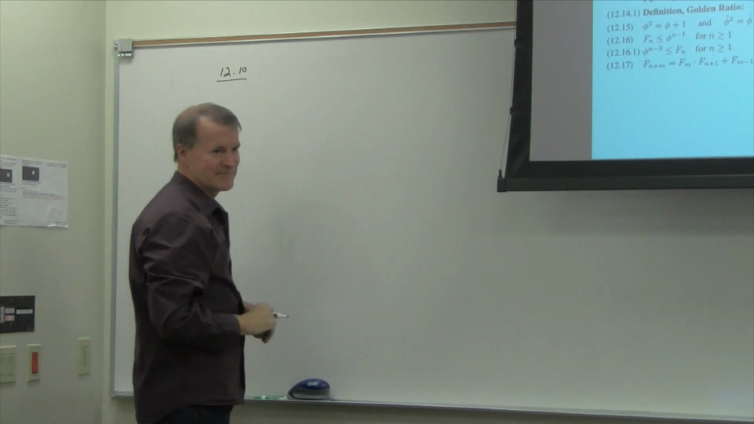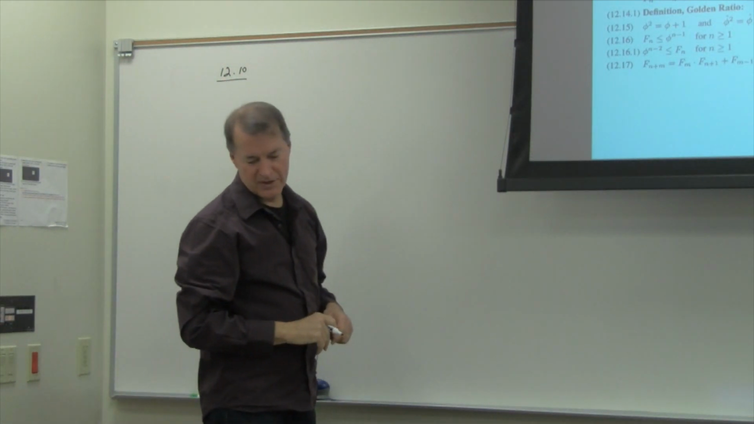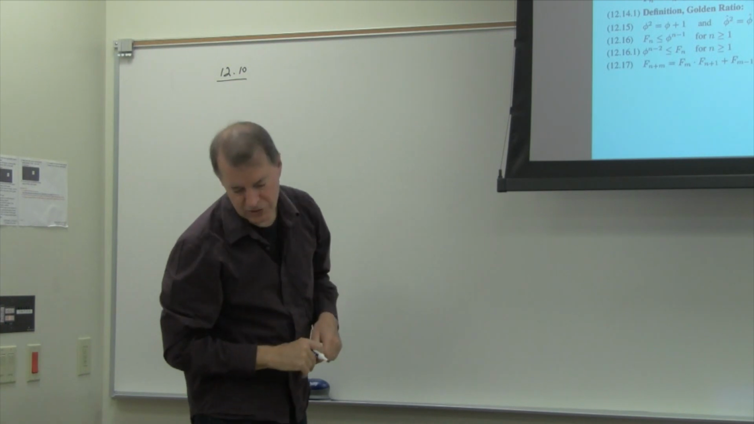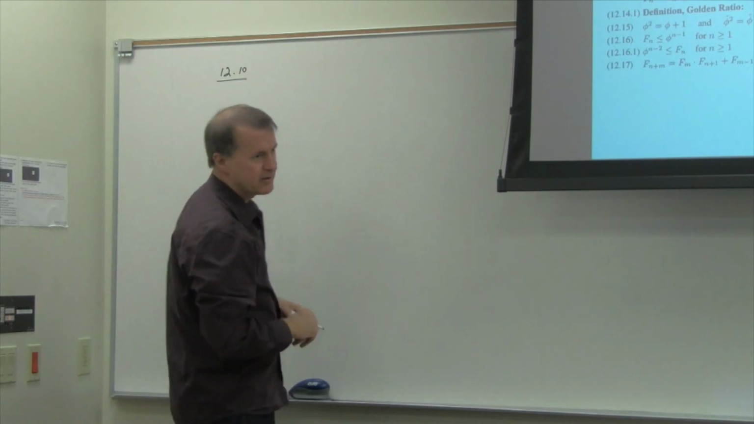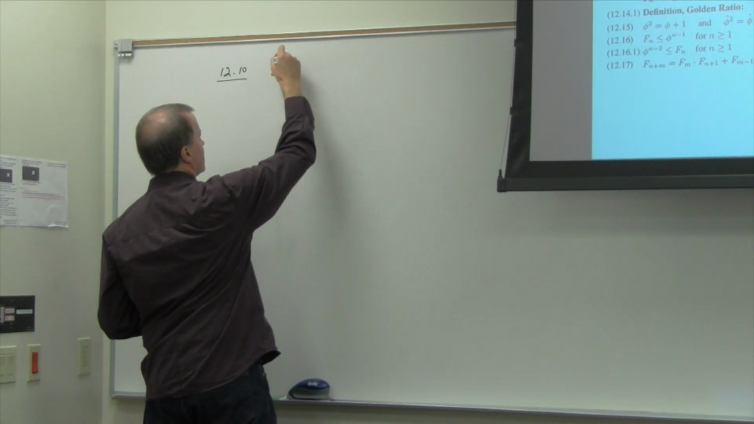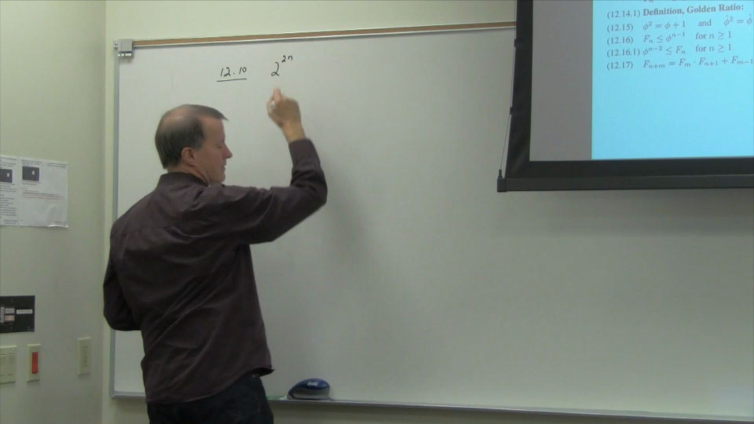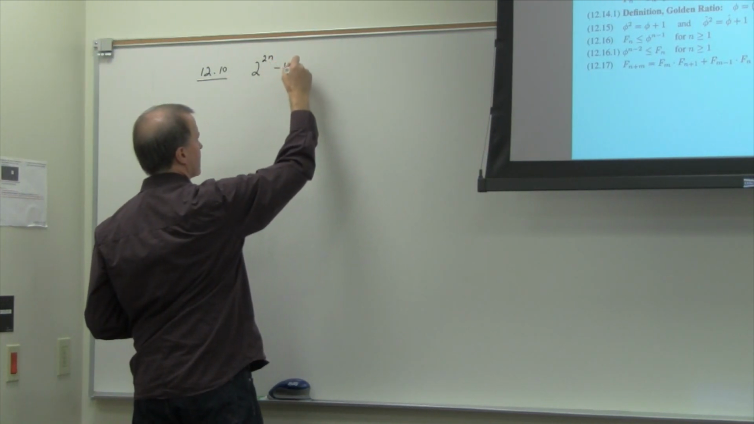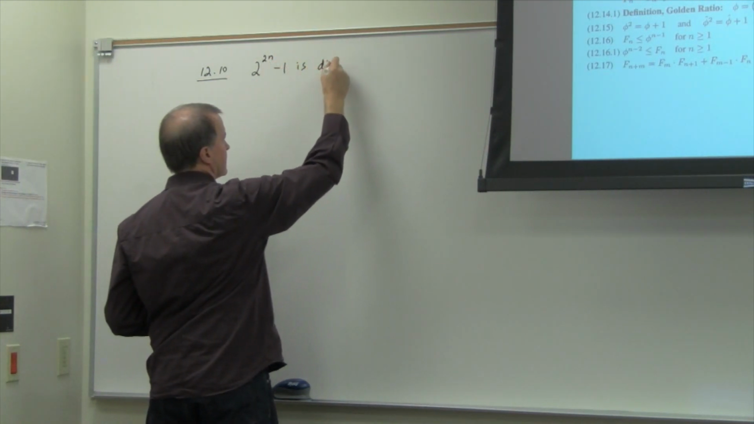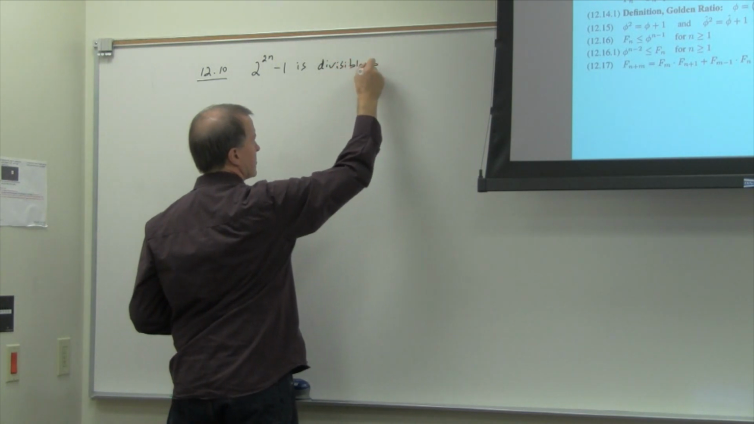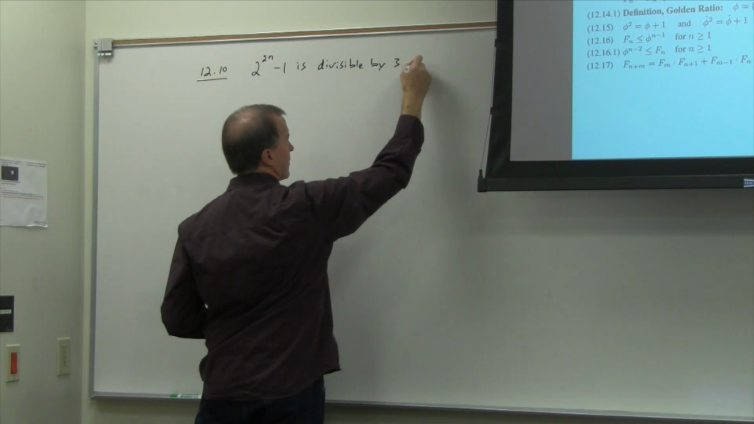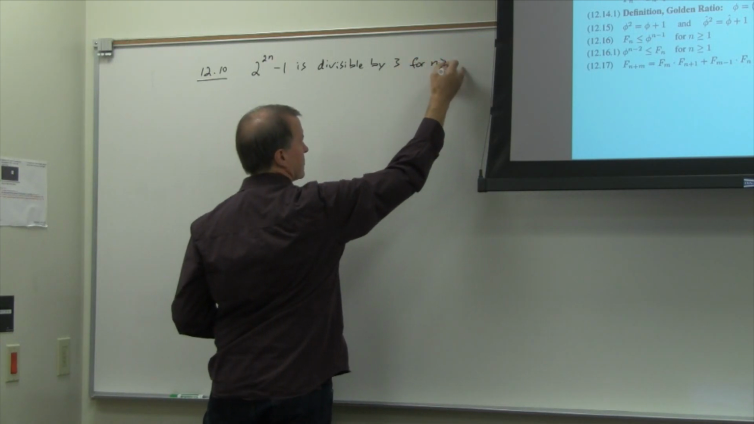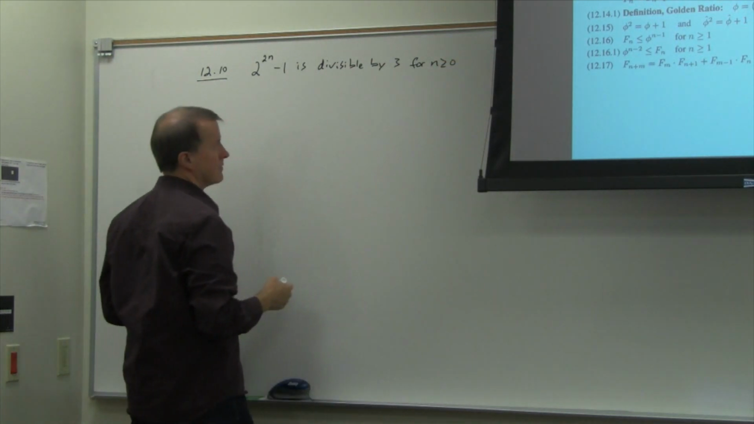But anyway. So in 12.10, you have to prove that 2 to the 2n minus 1 is divisible by 3. Is that right? 2 to the 2n minus 1 is divisible by 3 for n greater than or equal to 0.